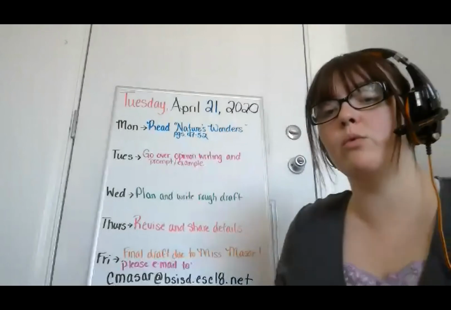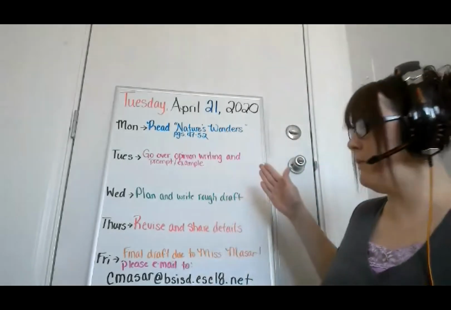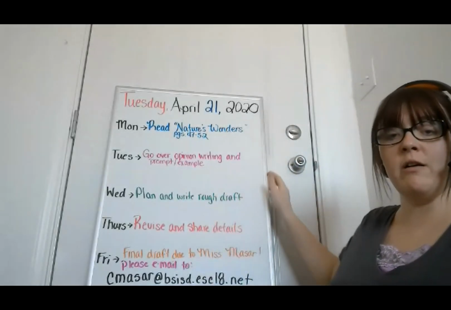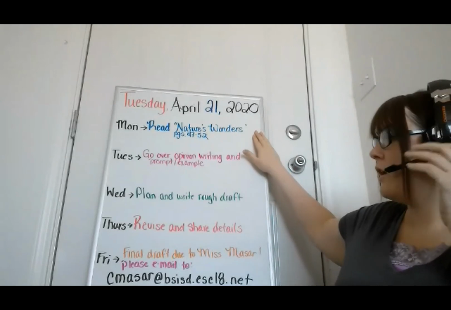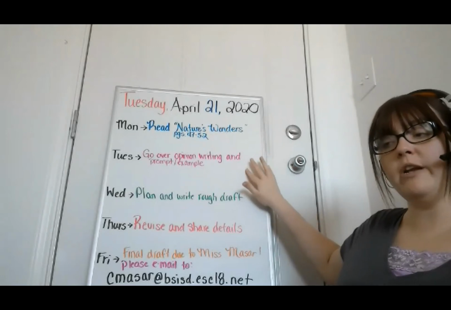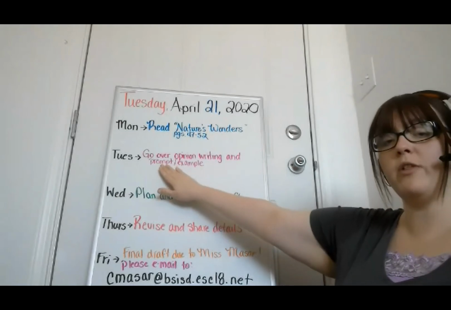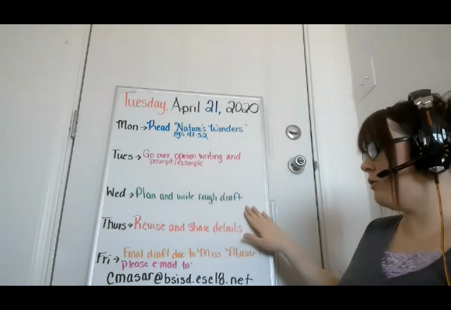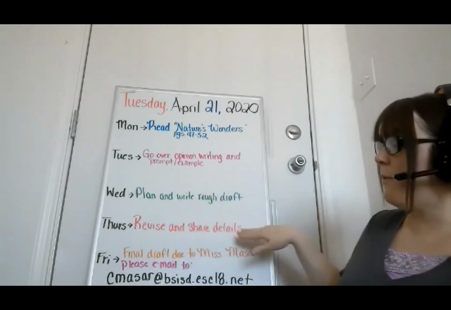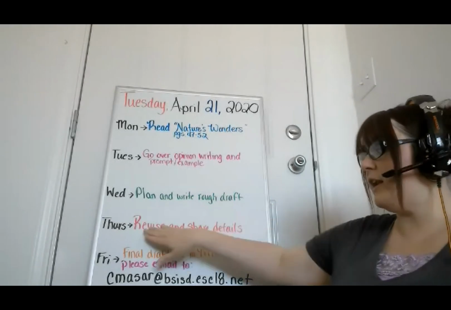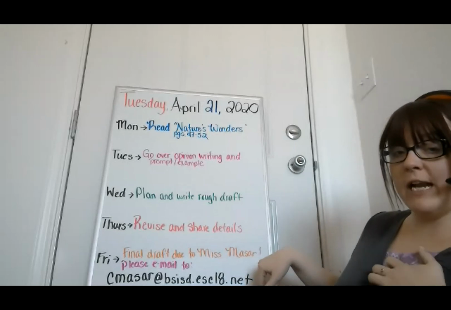Okay, guys, so we're starting our new writing project for this week. And if you look behind me, just like every week, I have it all outlined for you guys. So, yesterday you should have read the story. Today we're going to go over what it is exactly that you have to do with this genre of writing. I'm going to go over the prompt with you and give an example. Tomorrow we're going to plan. And tomorrow you should write your rough draft. That way we can come to Thursday and we can revise and share details together. Your final draft is due to me on Friday.